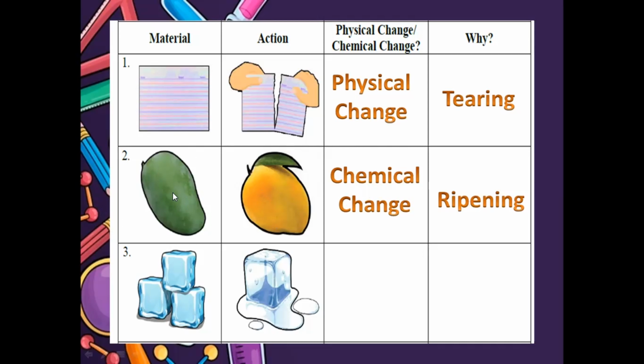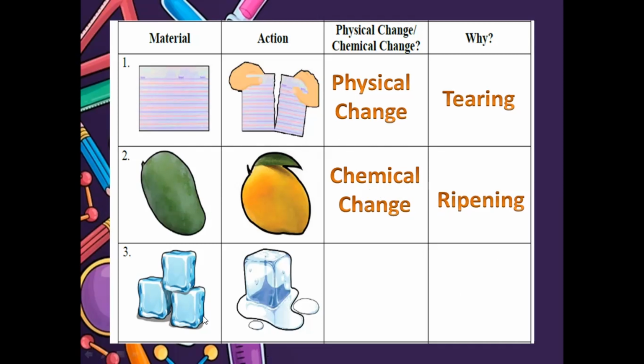Yung lasa ni green mango somewhat is sour. Maasim. While the yellow mango tastes sweet. So, nagbago din yung lasa niya. Tama. So, it's also a chemical change. Why? It is ripening. Nahinog siya. So, once na nahihinog ang isang prutas, nagbabago siya ng color, nagbabago siya ng lasa, chemical change takes place. So, that is an example of chemical change.